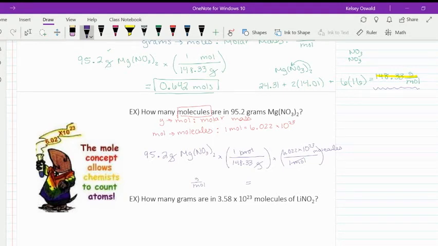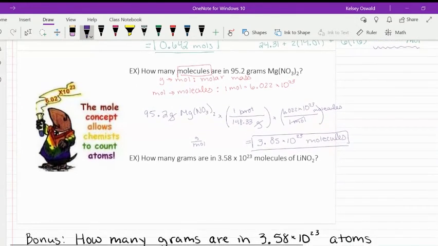So again, we multiply by everything on top. So we do 95.2 times 6.022 times 10 to the 23rd, divided by 148.33. And we should find in the sample that we have 3.85 times 10 to the 23rd molecules. Okay. So in 95 grams of magnesium nitrate, you have 3.85 times 10 to the 23rd molecules. That is a lot of molecules. And again, this is why the mole is so helpful, because our molecules are so tiny. It's easier to work with when we have the unit of a mole.